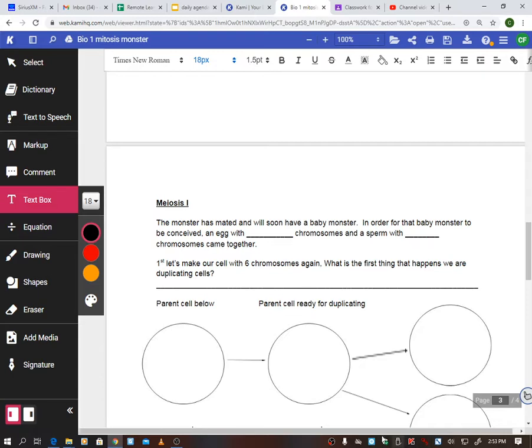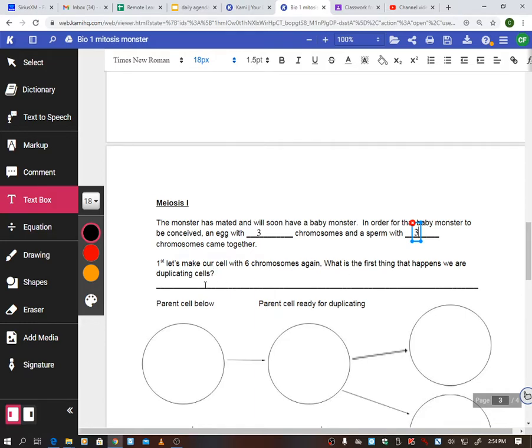Okay, so that's what we're doing here. The monster is mated and will soon have a baby monster. In order for that baby monster to be conceived, it's going to be an egg with 3 chromosomes and a sperm with 3 chromosomes. Once again, for humans, it's 23 and 23. That's how we get our 23 pairs, our 46. But in this monster, so that we're not having to count out so many chromosomes every time, we're just doing 3 and 3. So first, let's make our cell with 6 chromosomes again.